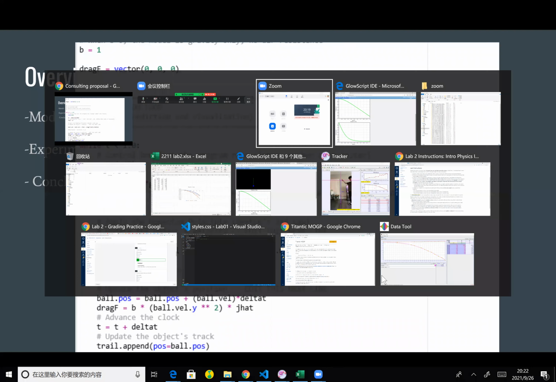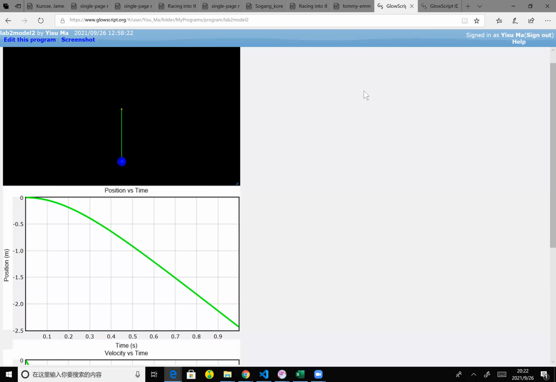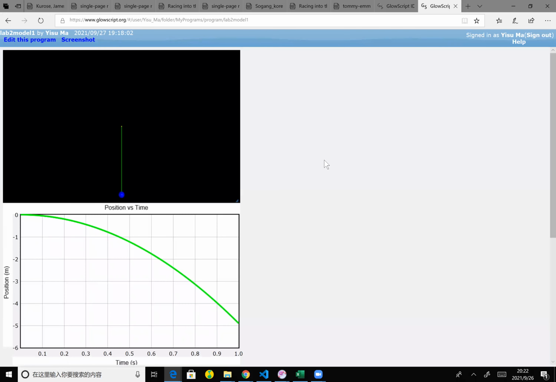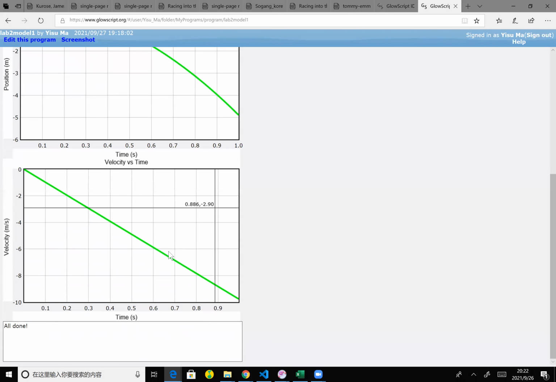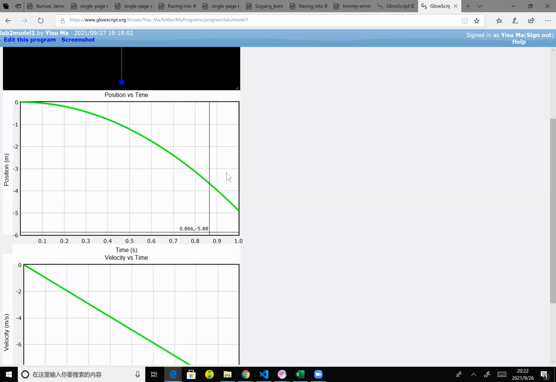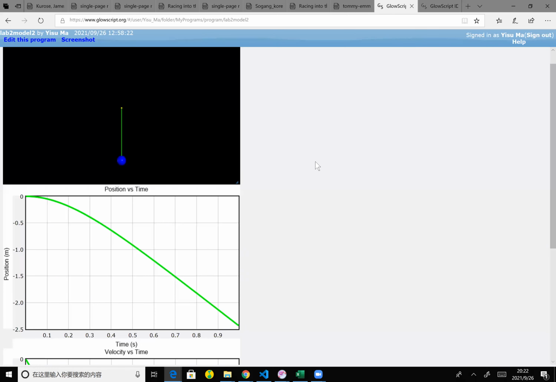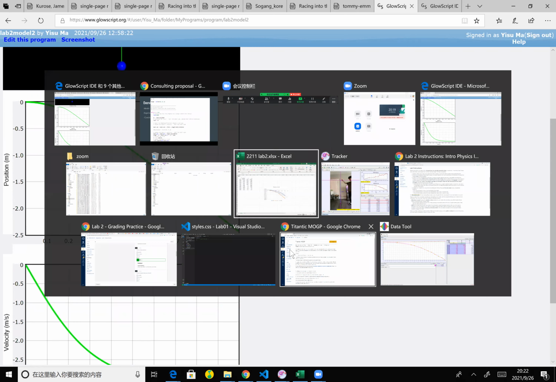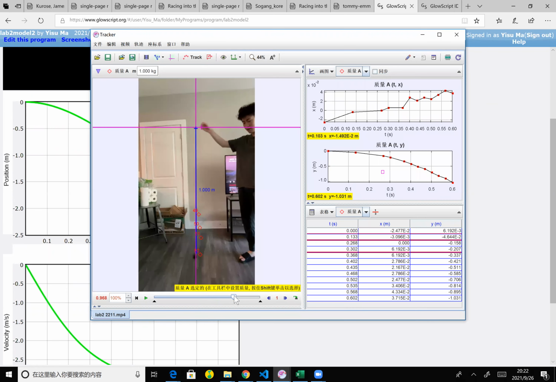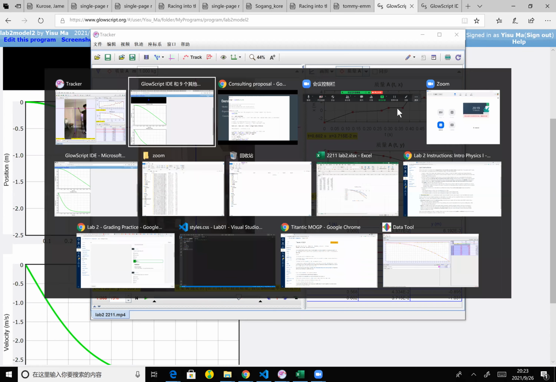Let's take a look at our results. So this is the result for my model one, where the drag force is not included. We can see that the speed is increasing, and this is computational model 2's result. You can see that the velocity will be constant at the end. And let me show you my real life experiment. So my roommate is holding a ball, and it drops from somewhere and finally hits the ground. And I recorded the data.